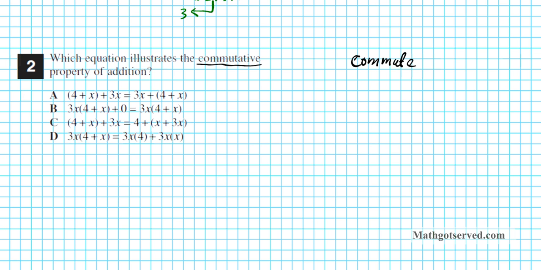So let's go ahead and write down the properties of addition on the side here. So properties of addition. So a plus b equals b plus a. This one is a commutative property.